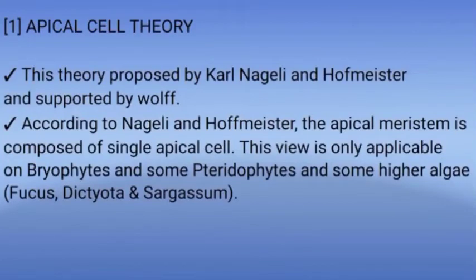Number 1, apical cell theory. This theory was proposed by Carl Nageli and Hofmeister and supported by Wolff. According to Nageli and Hofmeister, the apical meristem is composed of a single apical cell. This theory is only applicable to bryophytes, some pteridophytes, and some higher algae like Fucus, Dictyota and Sargassum.